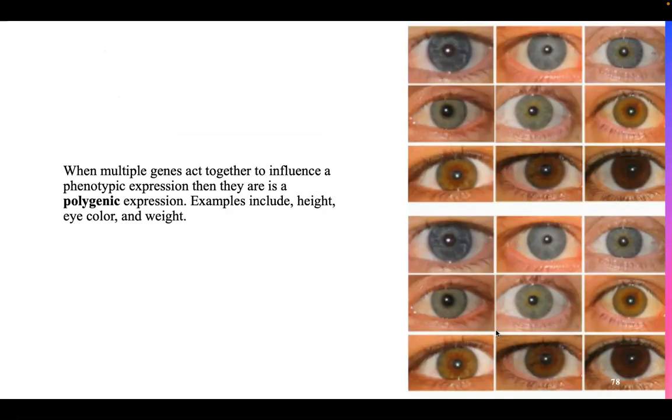Also, when multiple genes are acting together to influence a phenotypic expression, that is a polygenic expression. So examples include height, eye color, and weight. These are all the same phenotypic expression, but multiple different genes are affecting them. And that is called polygenic expression because you're using more than one gene to affect a phenotype.